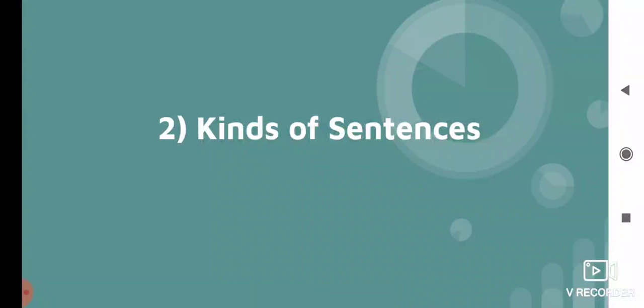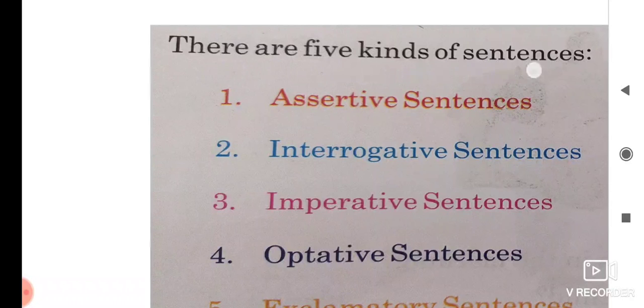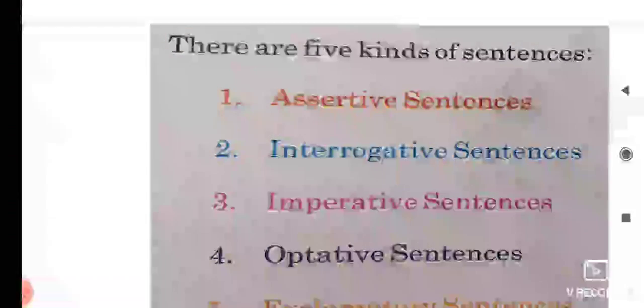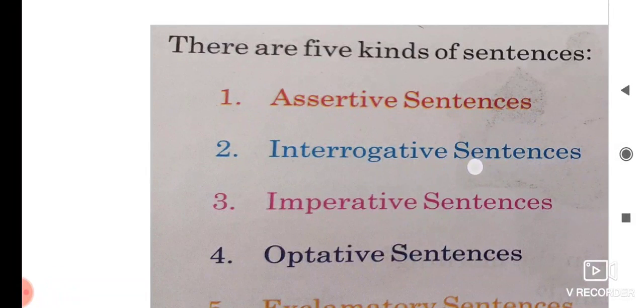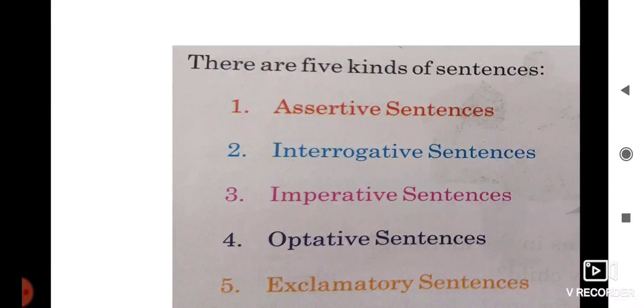Now, basically sentences are divided into 5 kinds. The first kind of sentences are assertive sentences. The second kind of sentences are interrogative sentences. The third kind of sentences are imperative sentences. The fourth kind of sentences are optative sentences. The fifth kind of sentences are exclamatory sentences.